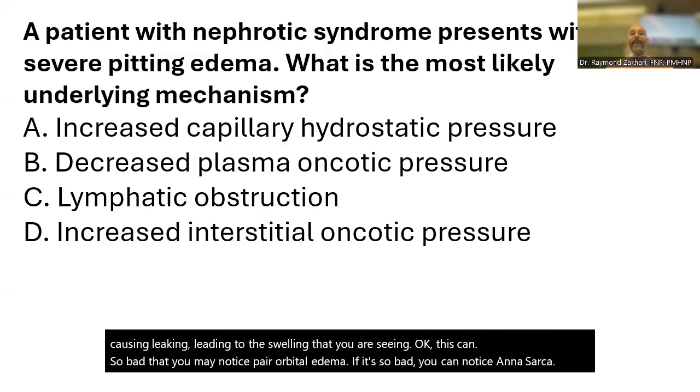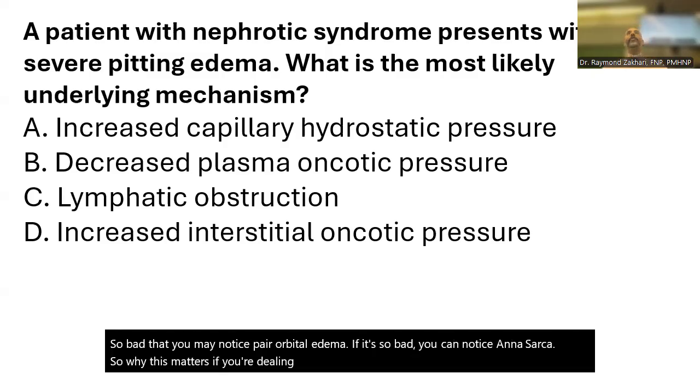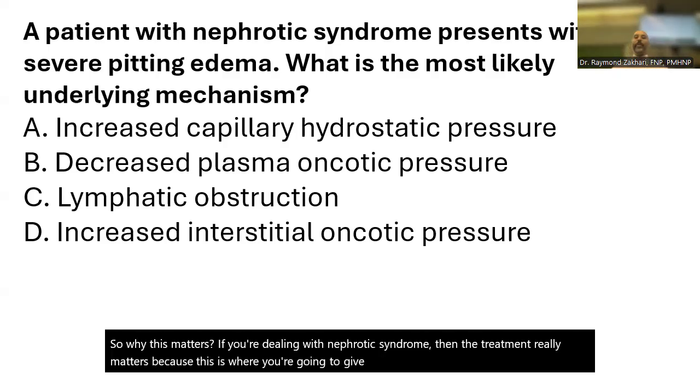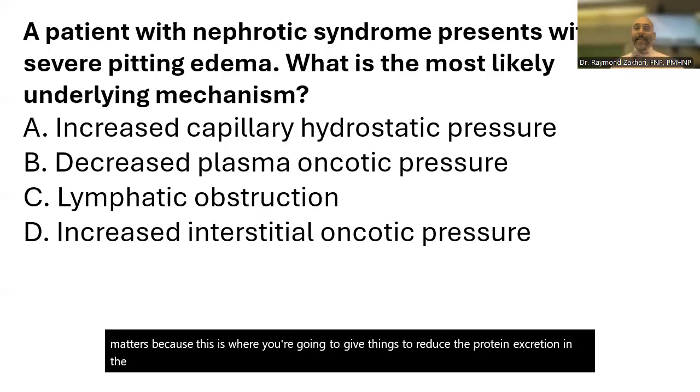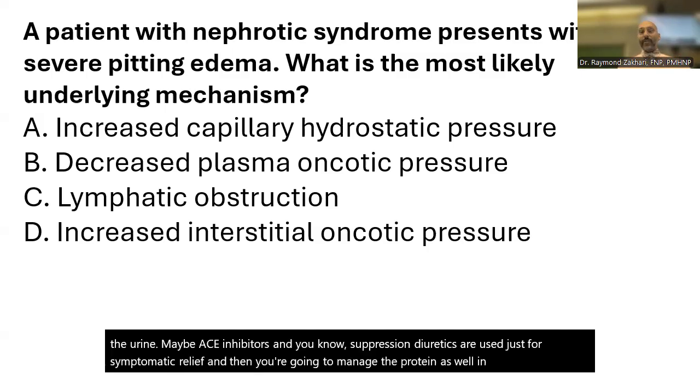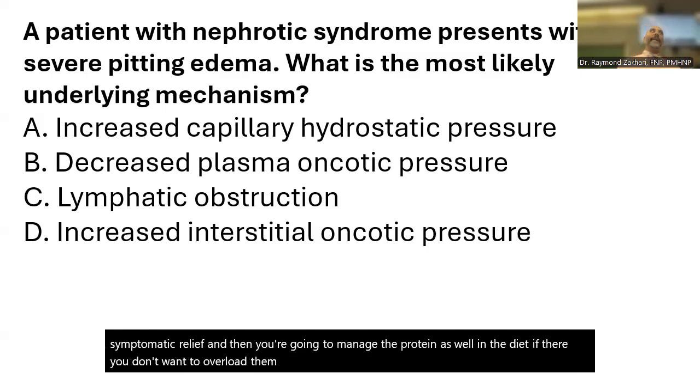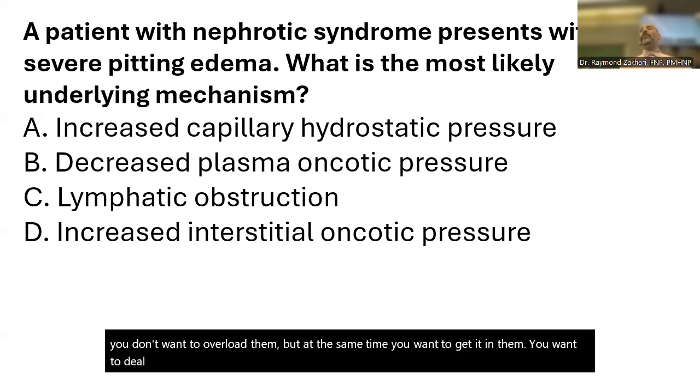So why does this matter? If you're dealing with nephrotic syndrome, then the treatment really matters, because you're going to give things to reduce the protein excretion in the urine. Maybe ACE inhibitors, immunosuppression. Diuretics are used just for symptomatic relief, and then you're going to manage the protein in the diet as well. You don't want to overload them, but at the same time you want to get it in them. You want to deal with that damaged membrane that's causing the leaky kidney.